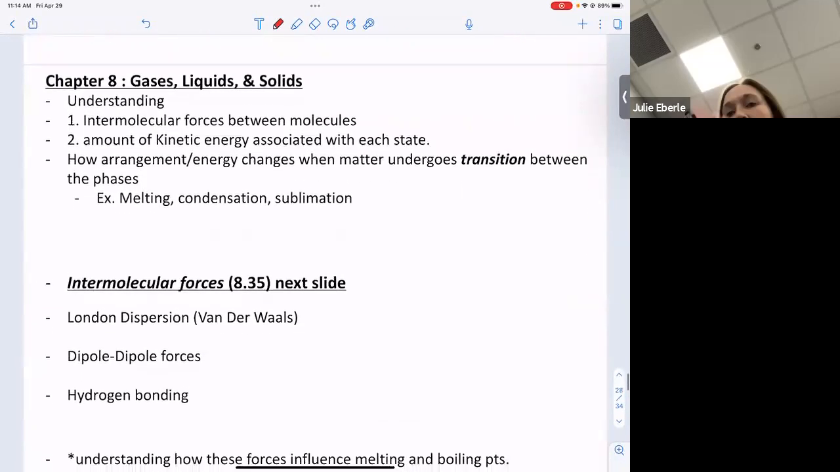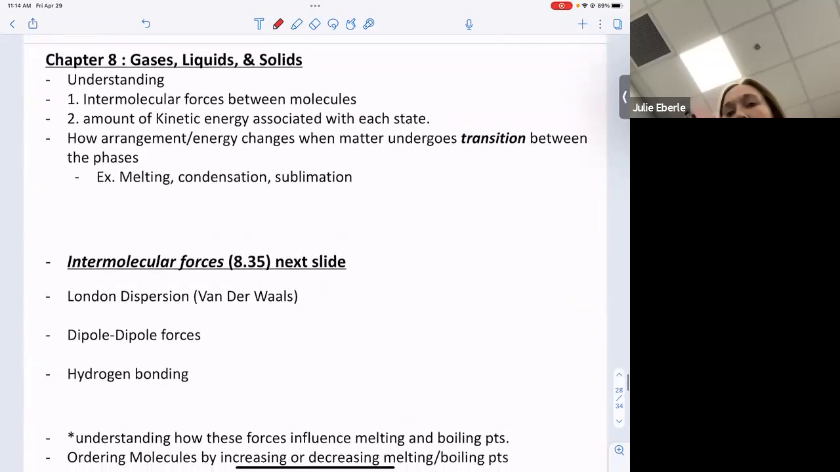Okay, that gets us to chapter 8. But I do suggest practicing a problem in the textbook now that we wrote all that out with equilibrium and the Le Chatelier principle. Okay, gases, liquids, and solids. So two chapters. Let's push through these. We worked on understanding the intermolecular forces between molecules that are solids, liquids, and gases, and the amount of kinetic energy associated with each state.